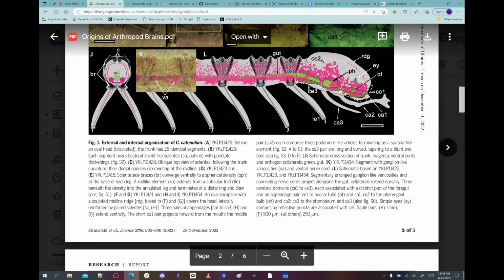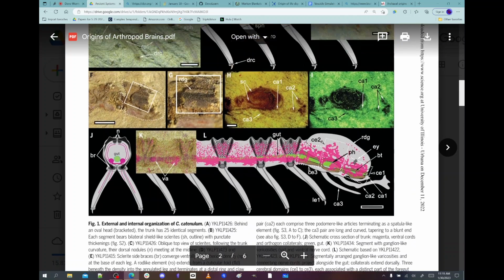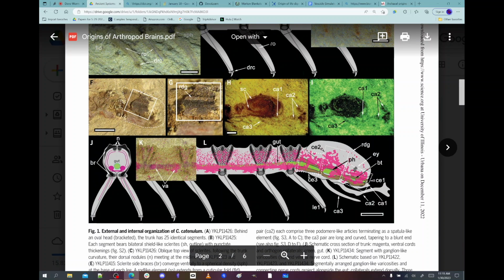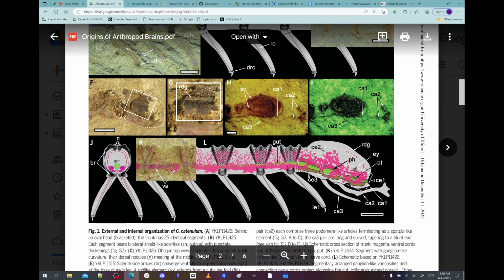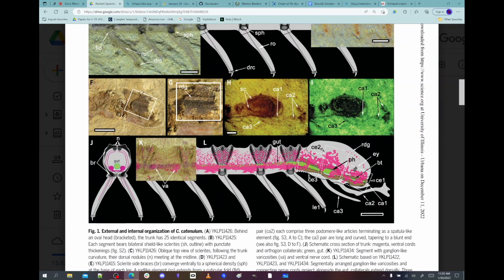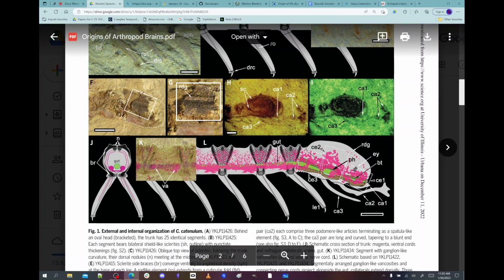With different aspects of it. So this J shows this organismal configuration. F, G, H, and I all show the anterior end of the brain. So you have some decent preservation for some of these structures in the early arthropod brain, and you can see it in this diagram, the correspondence of these different structures.